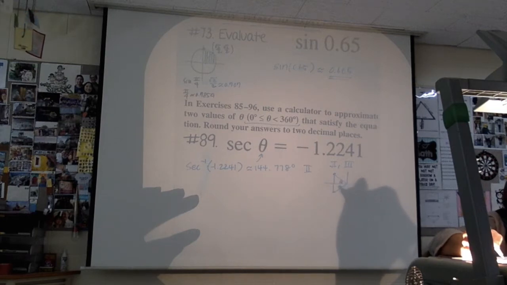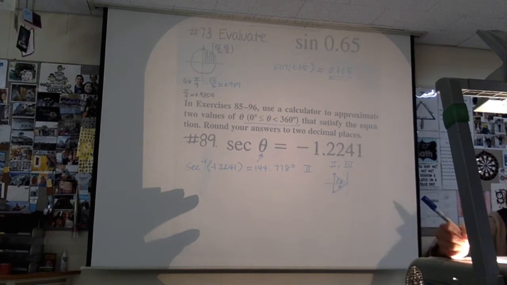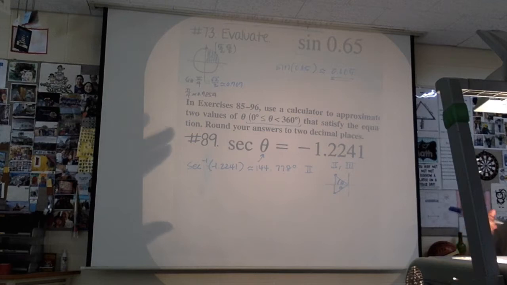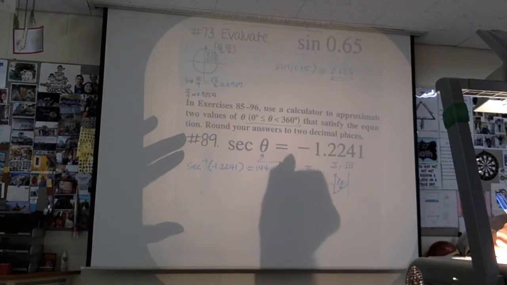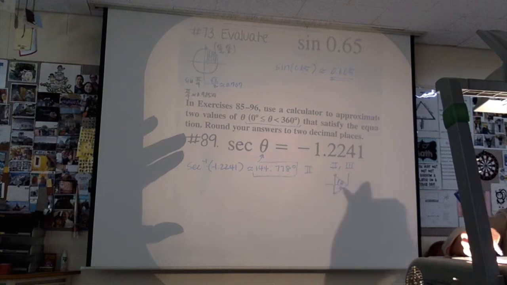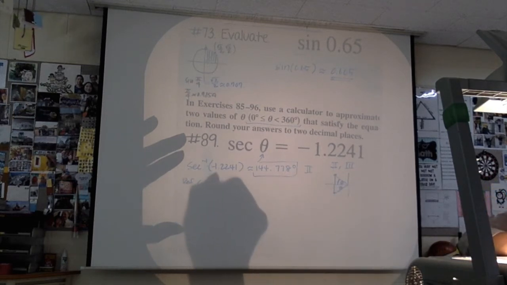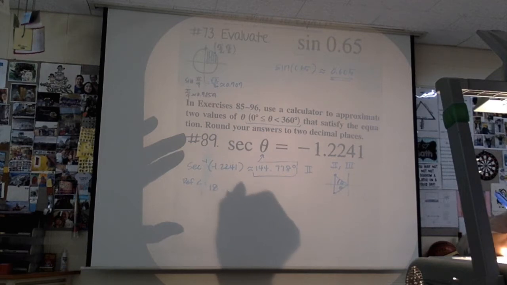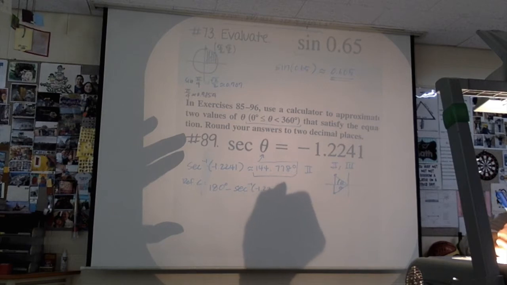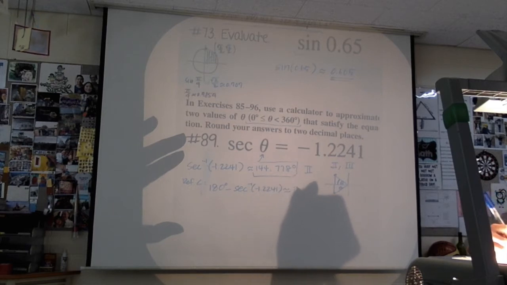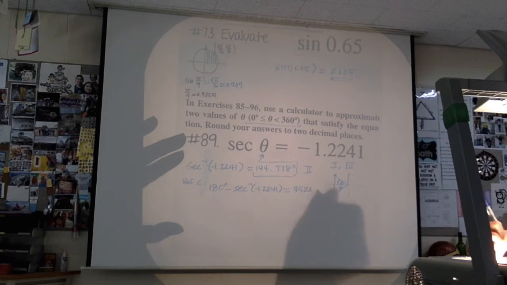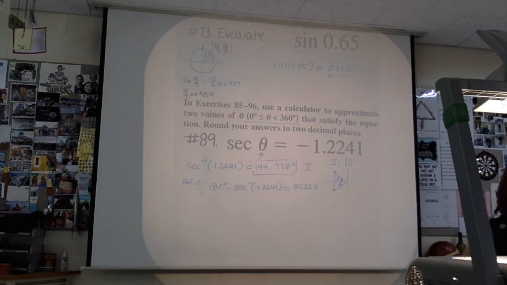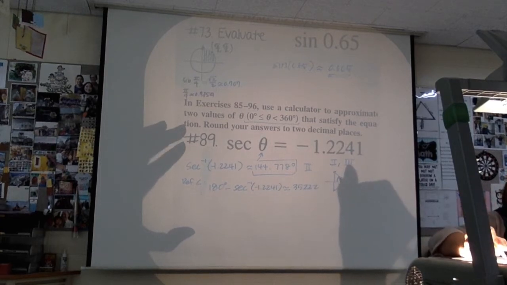So we actually have to add back the reference angle. So we have to find that reference angle. And how do we do that? So that's 180, that's one solution here. And isn't that just 180 plus the reference angle? So the way to find the reference angle is going to be 180 degrees minus secant inverse of negative 1.2241, which equals 35.222. That's that little theta here.